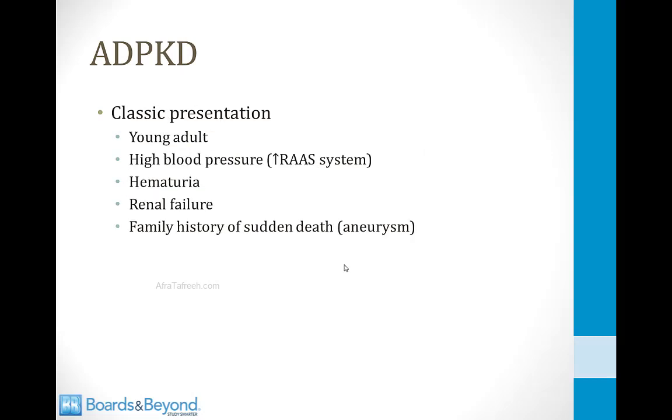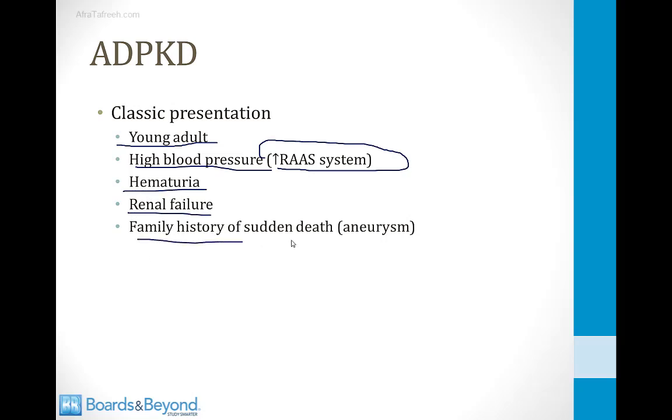So the classic presentation that you should know for your boards will be a young adult who has high blood pressure. Why do they have high blood pressure? That's because the renin-angiotensin-aldosterone system is ramped up from the polycystic kidney disease. They'll have hematuria from kidney damage from the cysts. They'll have renal failure because the cysts are destroying the kidneys. And then they will often have a family history of sudden death. And this is because it's an autosomal dominant condition and someone else in their family had it and they died from an aneurysm. So if you see all these things together, you should be thinking of ADPKD.